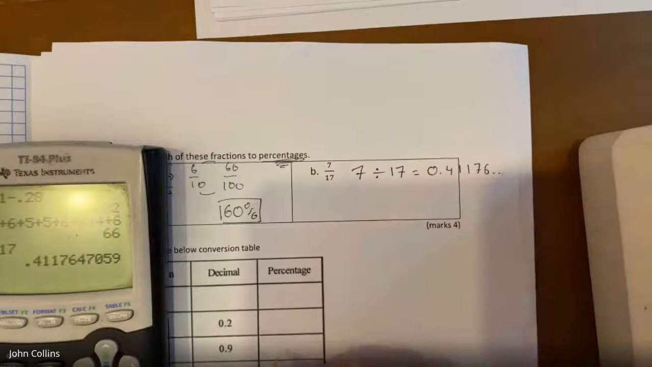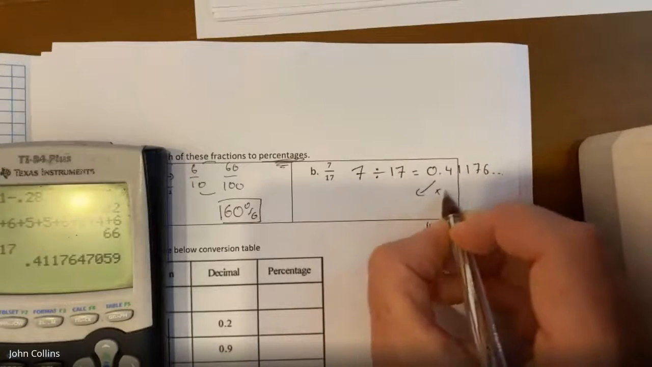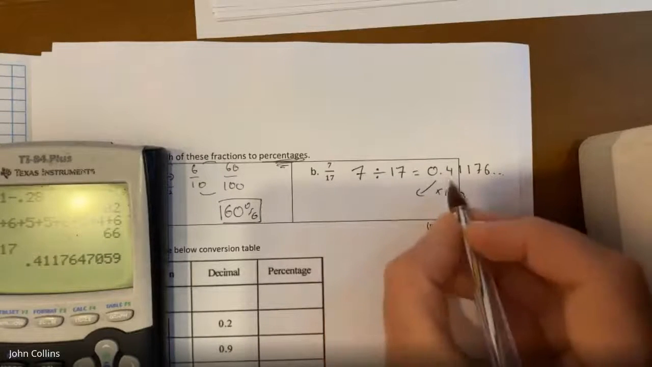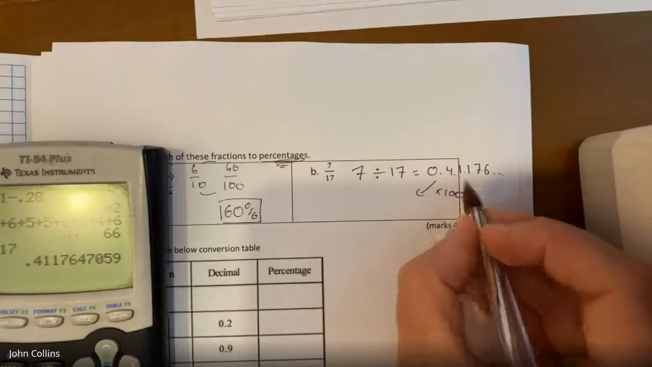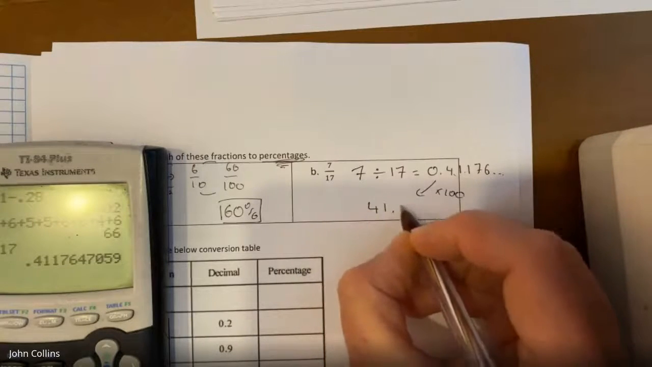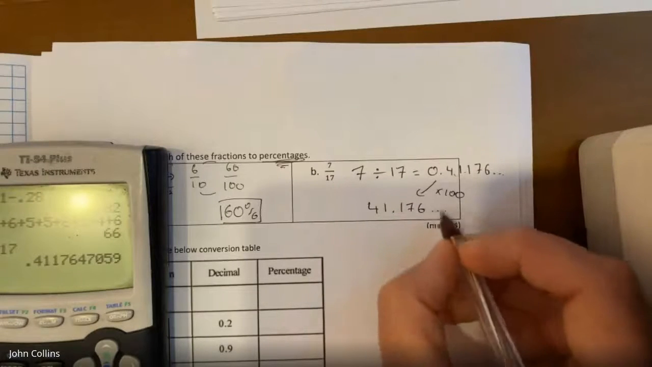0.411176. Oh, loads of decimal places. Now I need to get that decimal to a percentage, so I'd always multiply by 100. I can just move the decimal place 2 jumps. So it's going to be 41.176 and so on. Now, any rounding of that, I will accept.